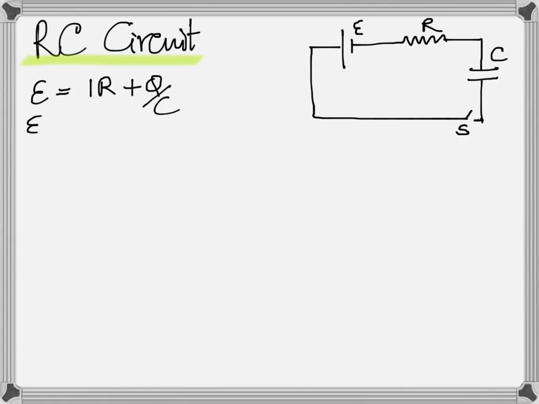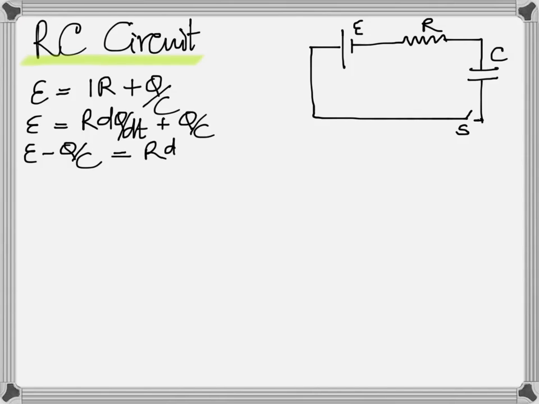Now we know that we can substitute for I. I can be written as dq by dt, isn't it? So that becomes R dq by dt plus q by C. Now we can rearrange this. When you rearrange it, you get E minus q by C, taking that to the left side, is equal to R dq by dt. And again, when you take the LCM on the left side, it is (CE minus q) divided by C.